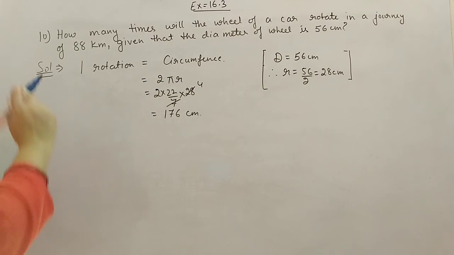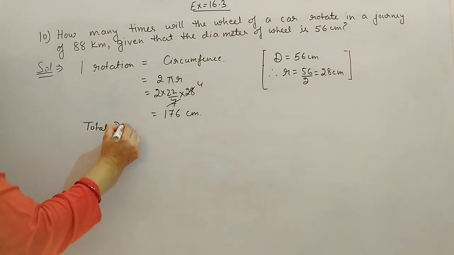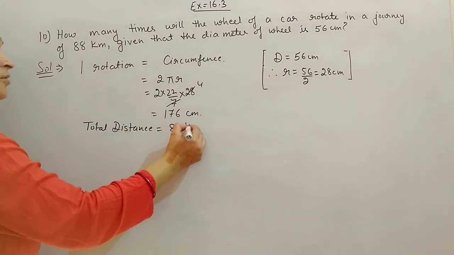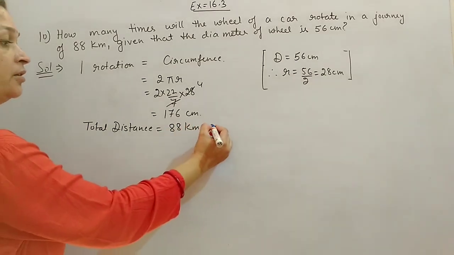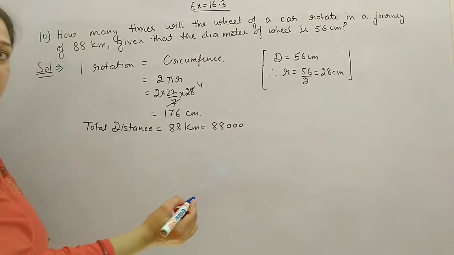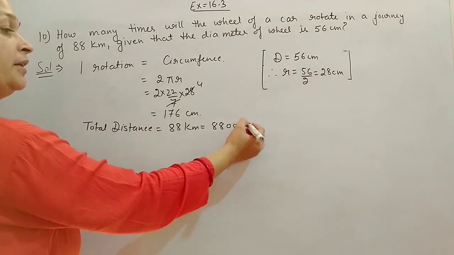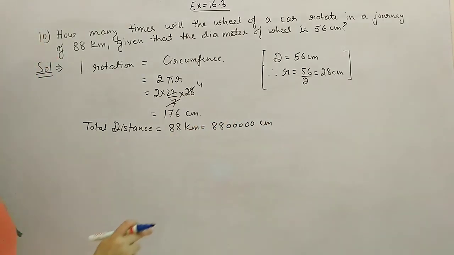The total distance is given here as 88 kilometer. First we need to change this 88 kilometer into centimeter. The unit should be the same. So when you change 88 kilometer into meter, you have to include 3 zeros. And again 1 meter is equal to 100 centimeter, so to change meter into centimeter, 2 more zeros. So 88 kilometer is equal to 88 lakh centimeter.